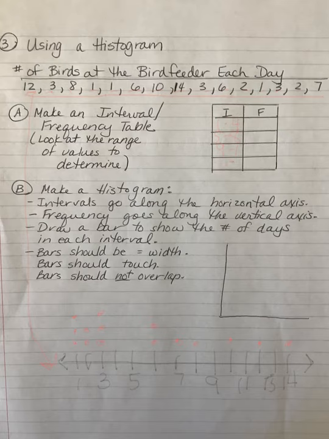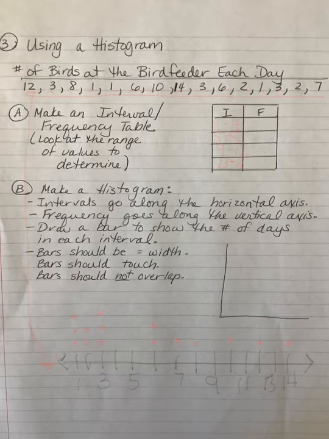Now, I don't have any values that are as high as 16, but I have some values in that range. And so that's fine. But like I said, I could make different intervals. That doesn't really matter, as long as they're even ranges within each interval. So I did intervals of 4.